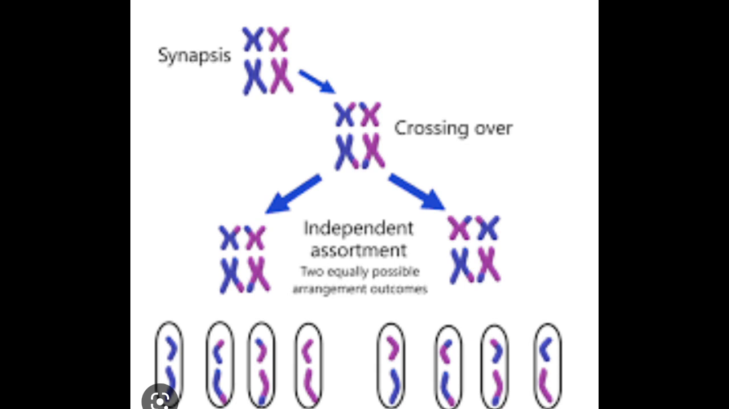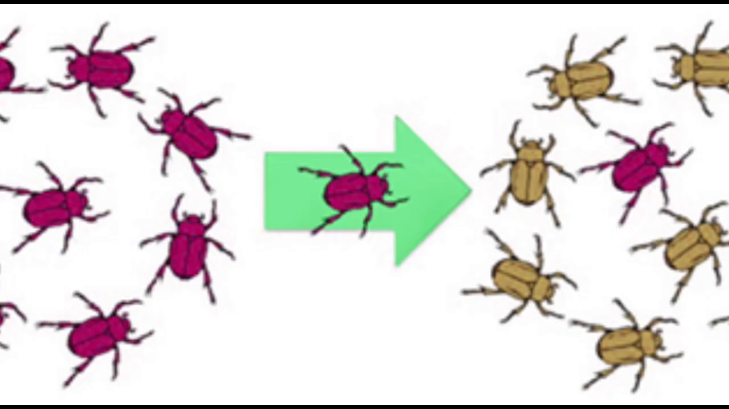But remember, that's just an example with two probabilities. In independent assortment, the cases are so many. The new combinations of alleles, especially in anaphase, are so many. They are so varied, which gives rise to genetic variations, which is pretty interesting.